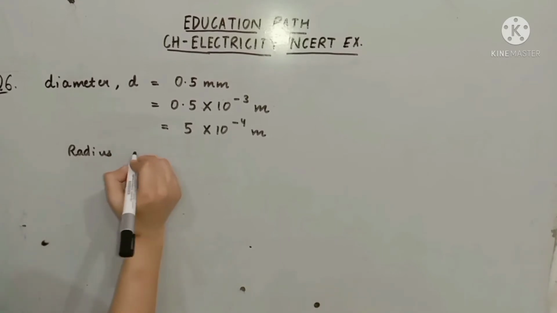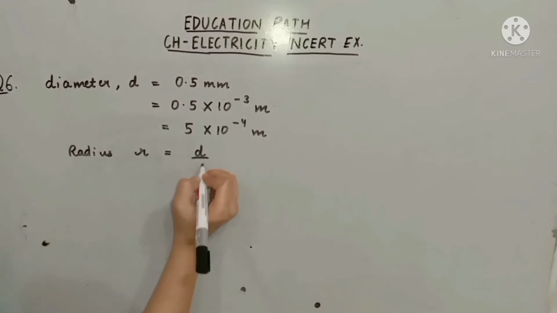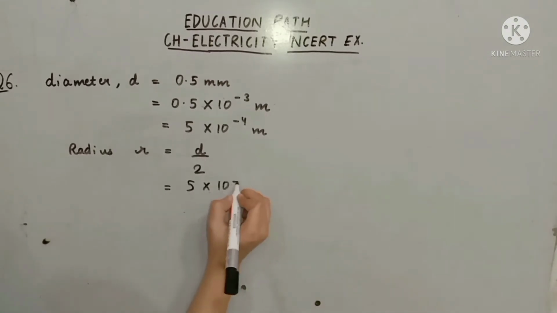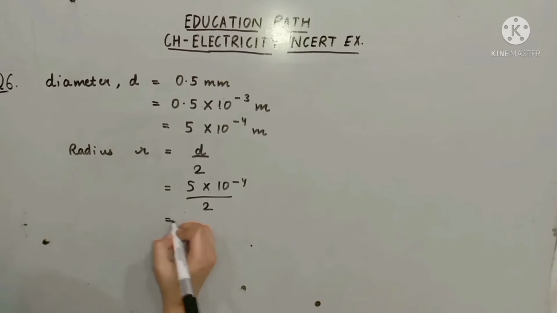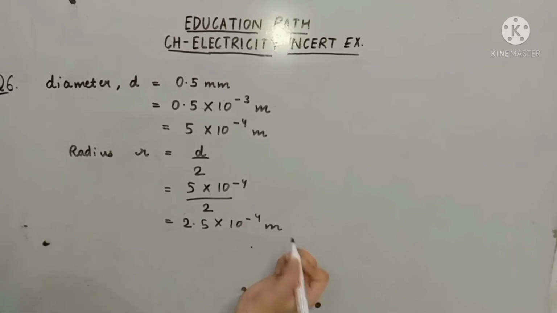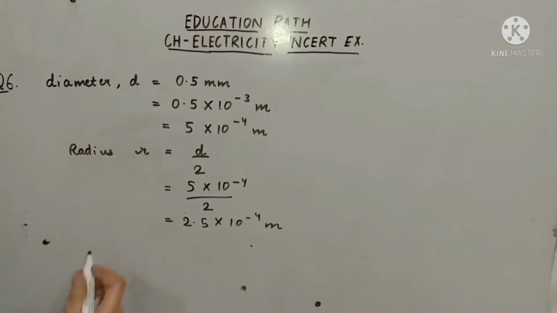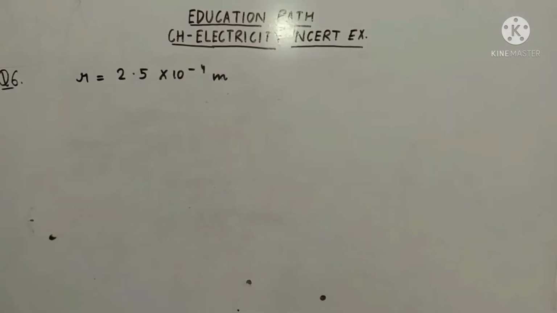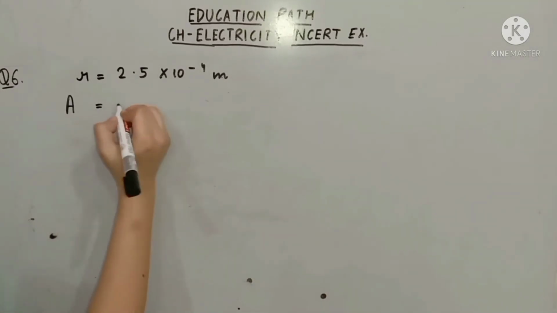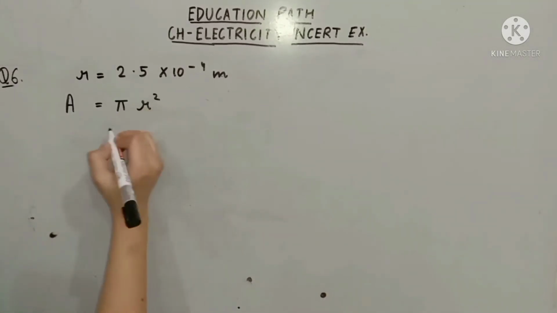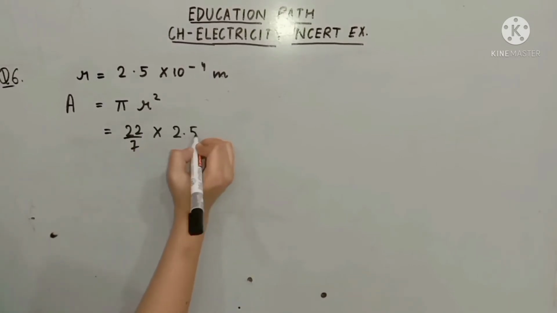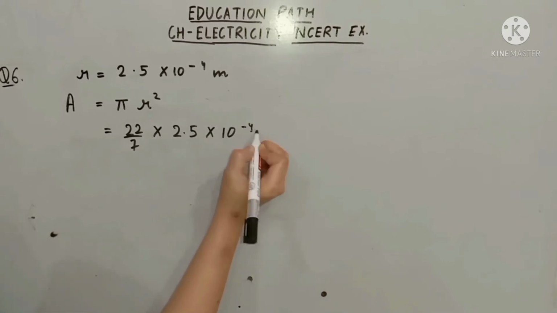Now calculate radius. Radius is D by 2. 5 into 10 to the power minus 4 upon 2, which is 2.5 into 10 to the power minus 4 meter. Now calculate area. Pi r square, 22 upon 7 into 2.5 into 10 to the power minus 4 whole square.